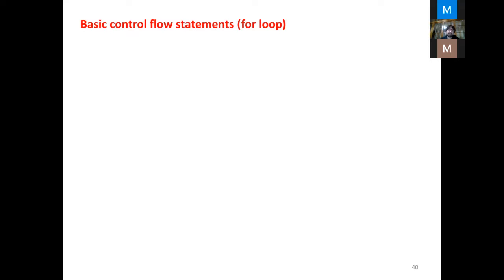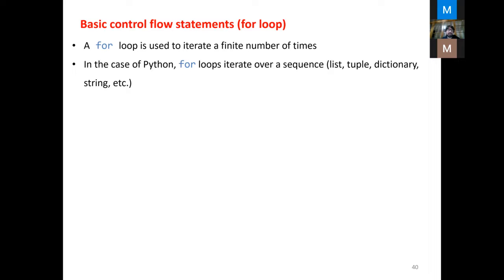Now the next control statement that we will see is the for loop, and for loops are a bit special in Python, if you don't know Python and you come from other languages. What a for loop is, is that it iterates a finite number of times. And in the case of Python, for loops iterate over a sequence. As we saw, there are different types of sequences: lists, tuples, dictionaries, or strings.